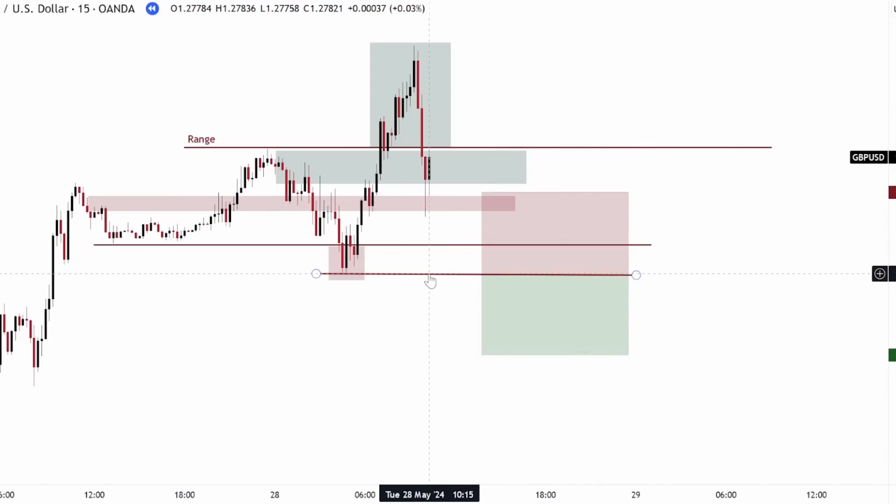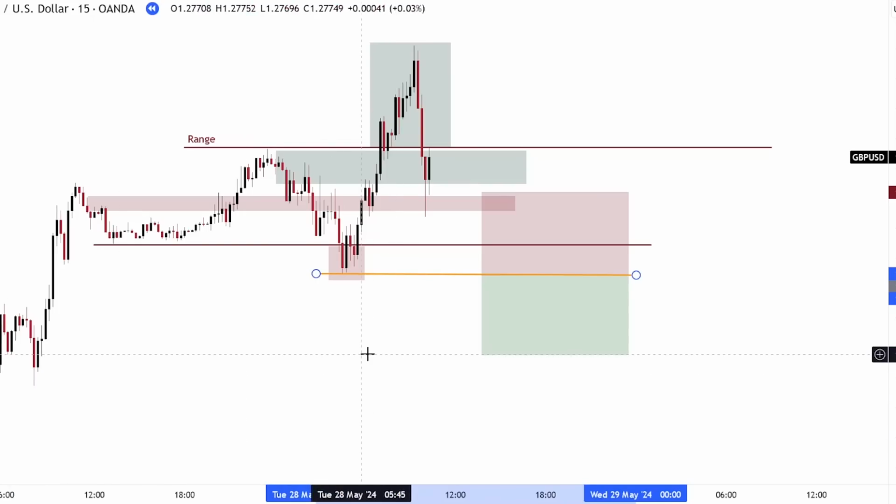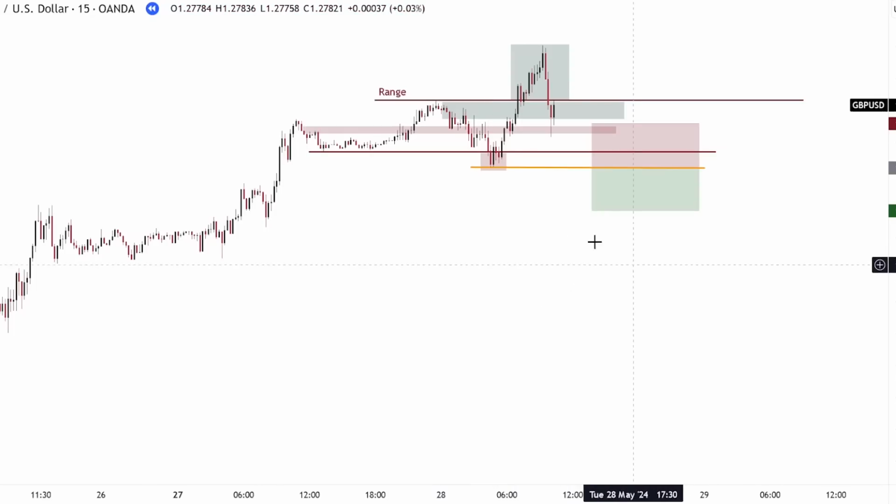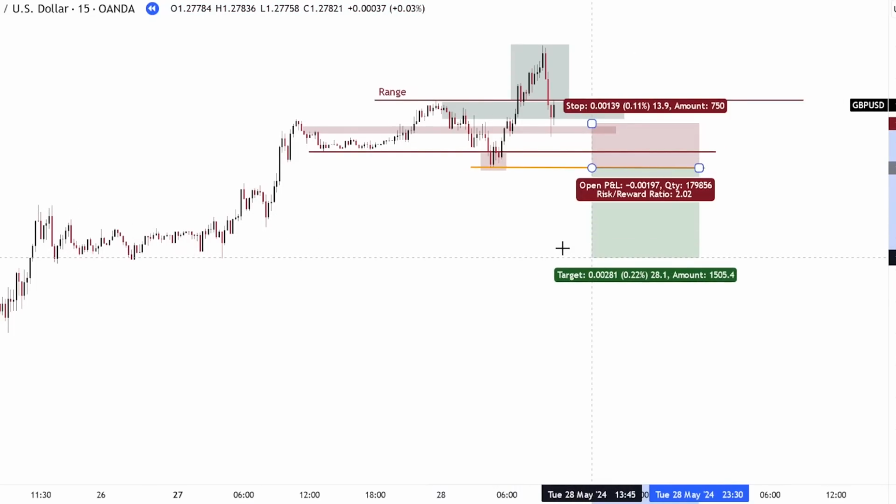And when are you entering the trade? You're entering the trade once price gets to this level. So let's make this line golden. And once price gets below this level, you can take price down.